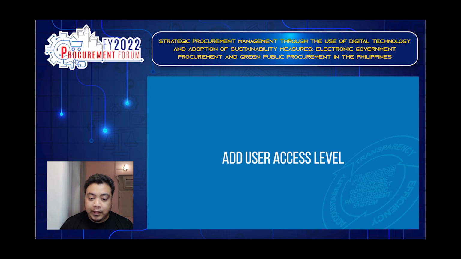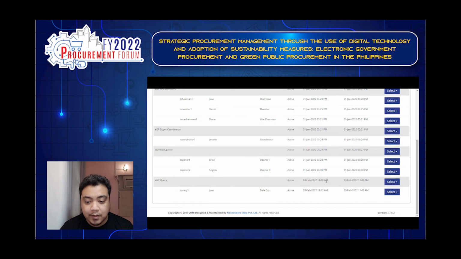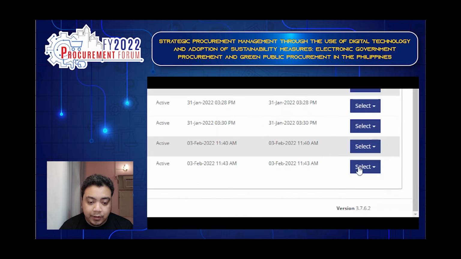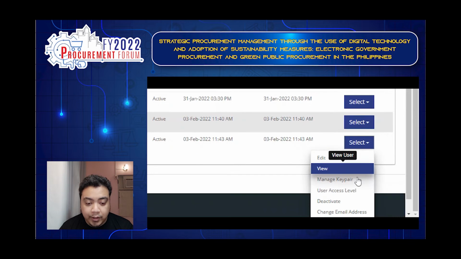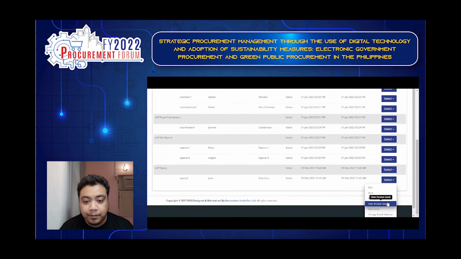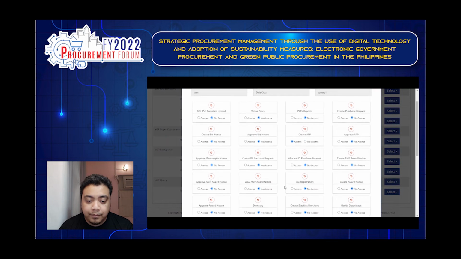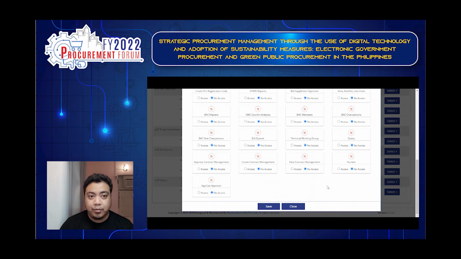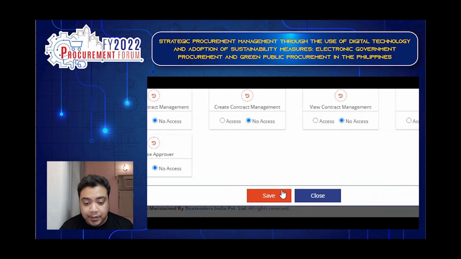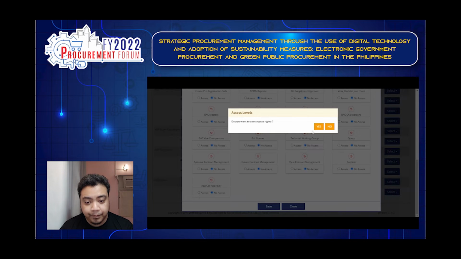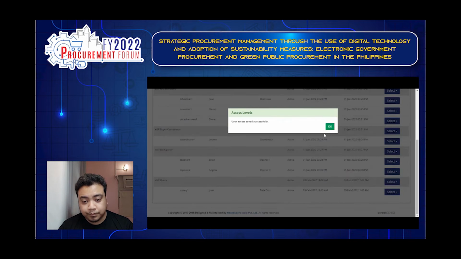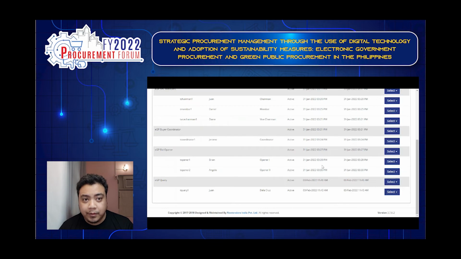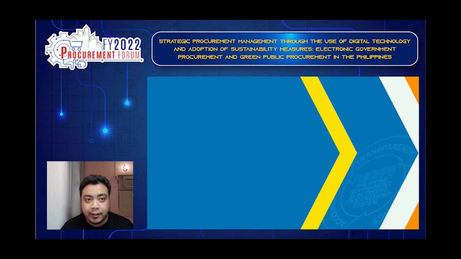So now we add user access level or manage the user level access. So just click for that particular user and then click the user access level. Then you can grant access or grant non-access to that particular modules or sub-modules of the modernized PhilGEPS, and then click Save. And now the user access level is set and ready to go.